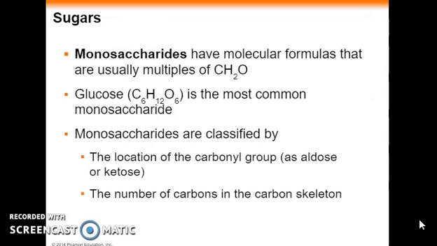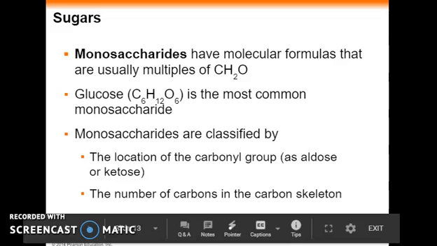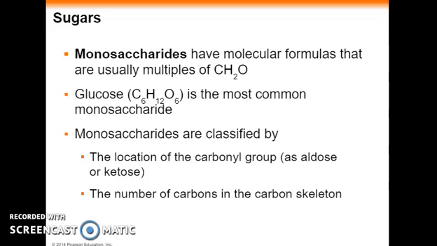Sugars, the smallest of the carbohydrates, serve as fuel and a source of carbon. Monosaccharides generally have molecular formulas that are some multiple of the unit CH2O. For example, glucose has the formula C6H12O6. The monosaccharides have a carbonyl group and multiple hydroxyl groups. Depending on the location of the carbonyl group, the sugar is an aldose, or an aldehyde sugar, or a ketose, a ketone sugar. Most of the sugars have names that end in the -ose ending. That's how we can identify them very quickly.